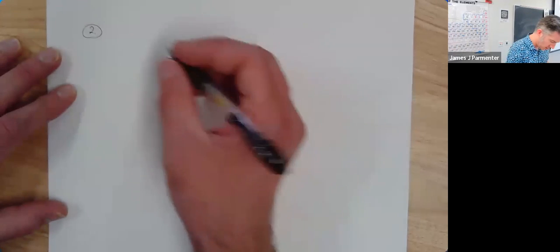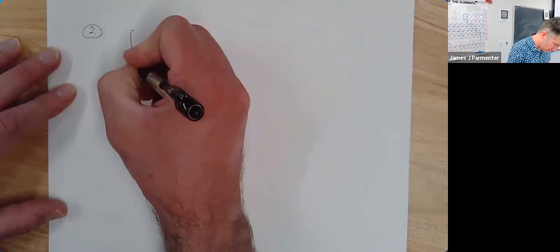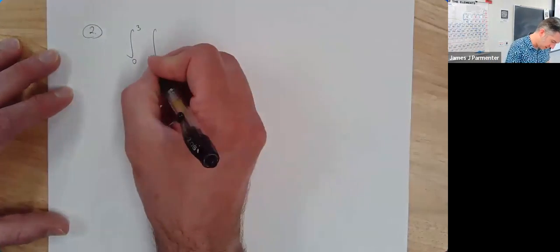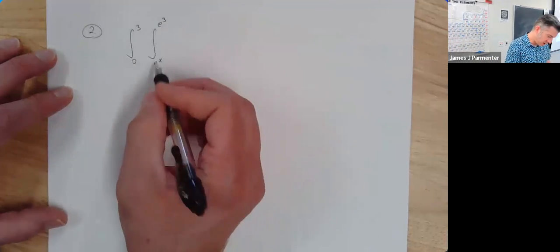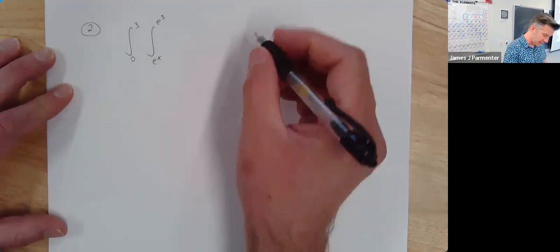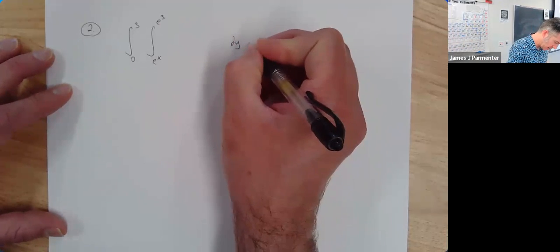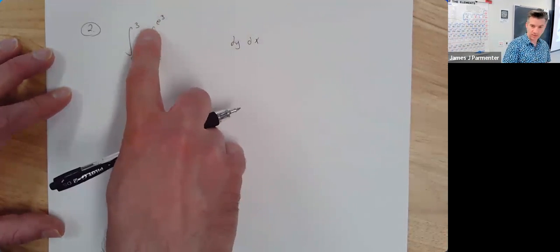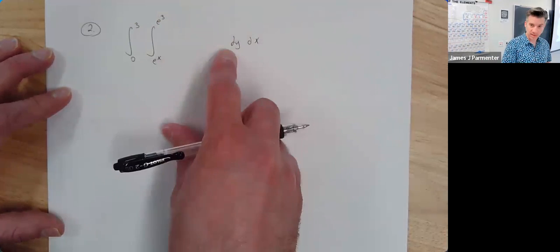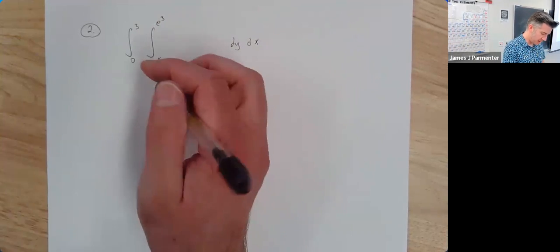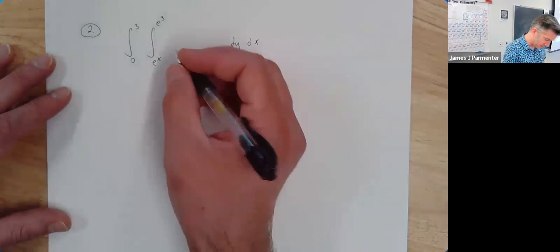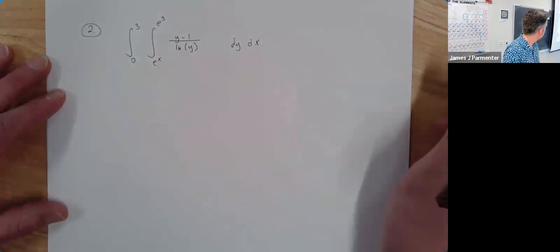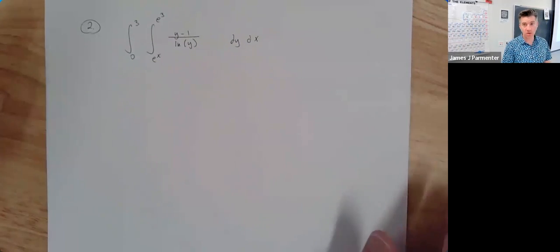So number 2, let's do the integral from 0 to 3 of the integral from e to the x to e to the 3. So just based on what I've written here, no matter what the integrand is, I know it's going to have to be a dy dx. Because my inner limit of integration is y equal to e to the x and y equal to e cubed, it has to be a dy first. And then my actual function of integrating is y minus 1 divided by the natural log of y. And once again, I have absolutely no clue how to integrate this.